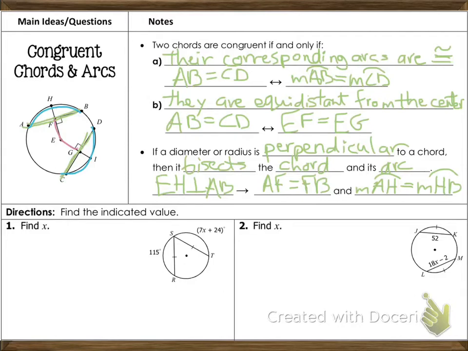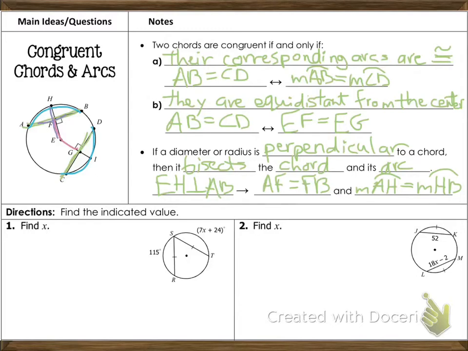If a diameter or radius is perpendicular to a chord, then it's going to bisect the chord and its arc. Perpendicular means it's going to create that 90-degree angle. So we have EH and AB right here, forming that little plus sign. Those are going to be 90-degree angles.